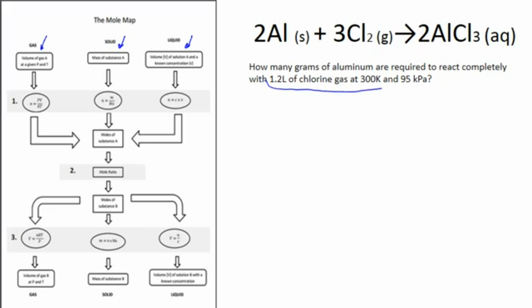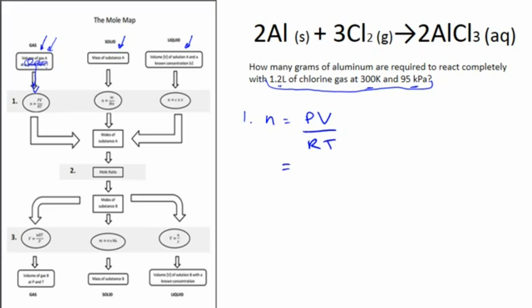We've got a whole set of numbers right here. We've got a volume, we've got a temperature, and we've got a pressure. The fact that we've got a temperature and a pressure tells me that we're probably dealing with a gas here, but let's confirm. We're given a volume, and we're given temperature and pressure. Given all that, we can start our mole map right here, and it tells us our first step. Step 1 says n equals PV over RT.